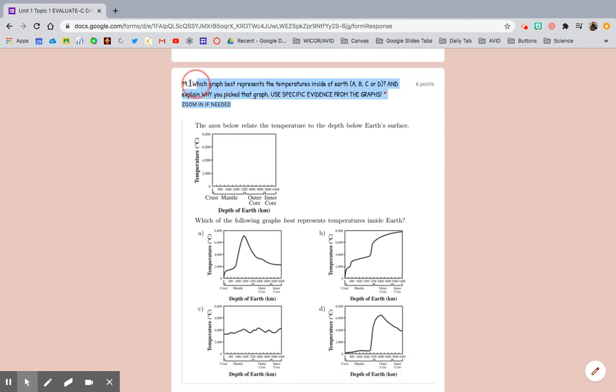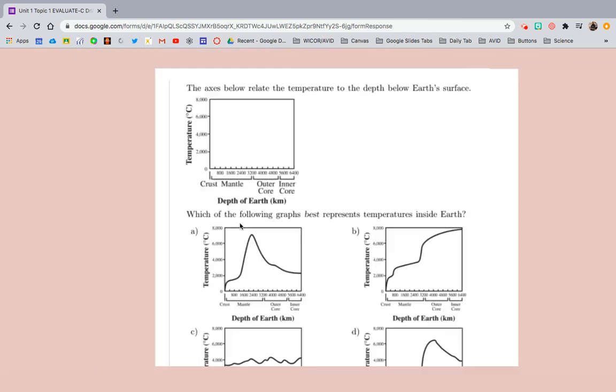Okay, number 19, which graph best represents the temperature inside of Earth? So A, B, C, or D. And explain why you picked that graph. Use specific evidence from the graph. You can zoom if needed, so you can zoom in or out.